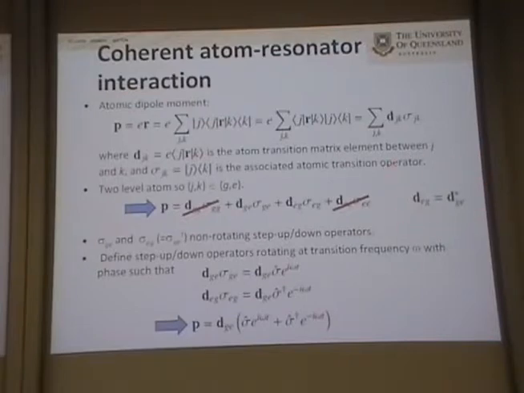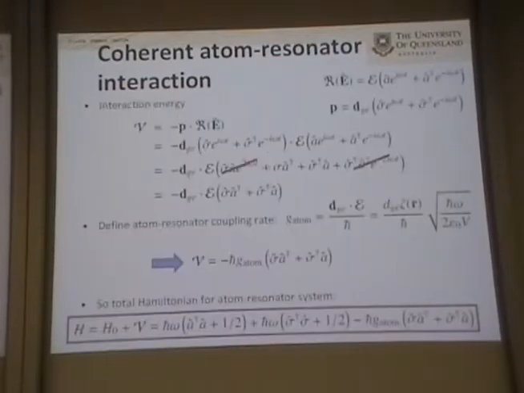Because one is the complex conjugate of the other, what I've done is chosen the frame so that it's real. So then I get the atomic dipole moment, which is just a function of the transition probability and these step up and down operators in the rotating frame. Okay, so if you now calculate the interaction energy, this is just plugging in my electric field and my expression for the atomic dipole moment, then you get four terms, right?